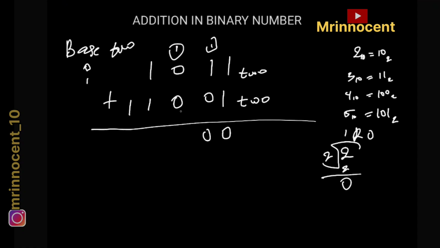So 1 plus 0 plus 1 is 2. Then 1 plus 1 is 2, you write 0. The remainder carried is 1, and 1 plus 1 is 2. You write 0, remainder 1, in base 2.